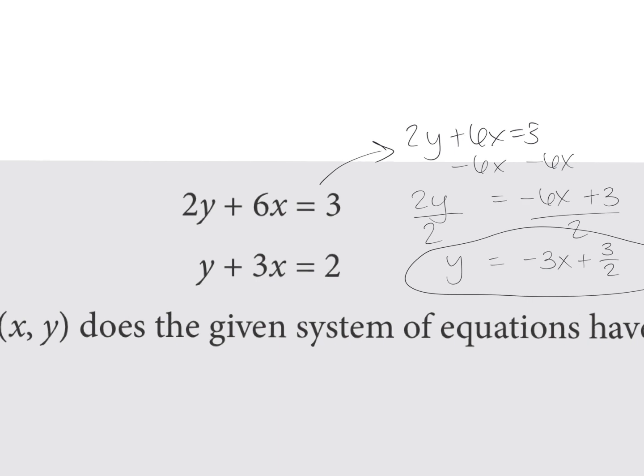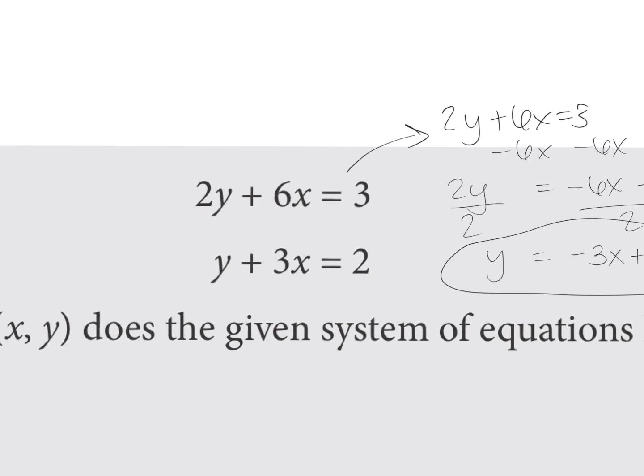Is that able to be turned into slope-intercept form? McCarvin, what would you say? Why? What could we do? So I subtracted 3x from both sides. Okay. And that gave me y equals negative 3x plus 2. Very good.